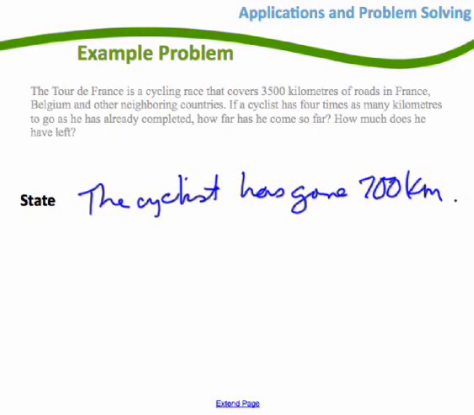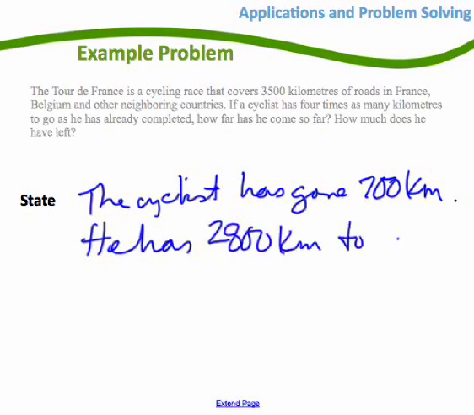How far has he come so far? Okay, he's gone 700 kilometers so far. How much does he have left? Oh, that was the other part. He has 2,800 kilometers to go. Wouldn't that be fun to go in a race where you have to bike 3,500 kilometers?